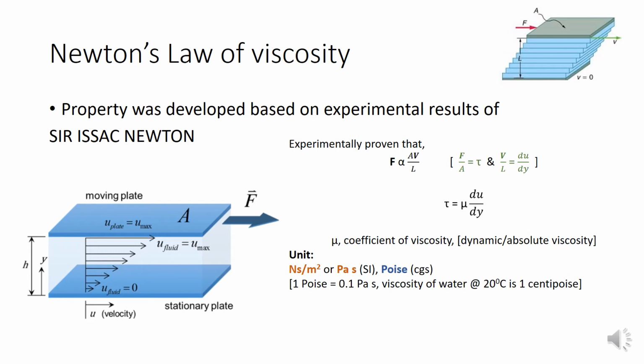Now the SI unit of dynamic viscosity is Newton second per meter square or Pascal second. In the CGS system it is called poise. The poise and Pascal second are related in the ratio 1 poise equals 0.1 Pascal second, and the viscosity of water at 20 degrees is 1 centipoise.